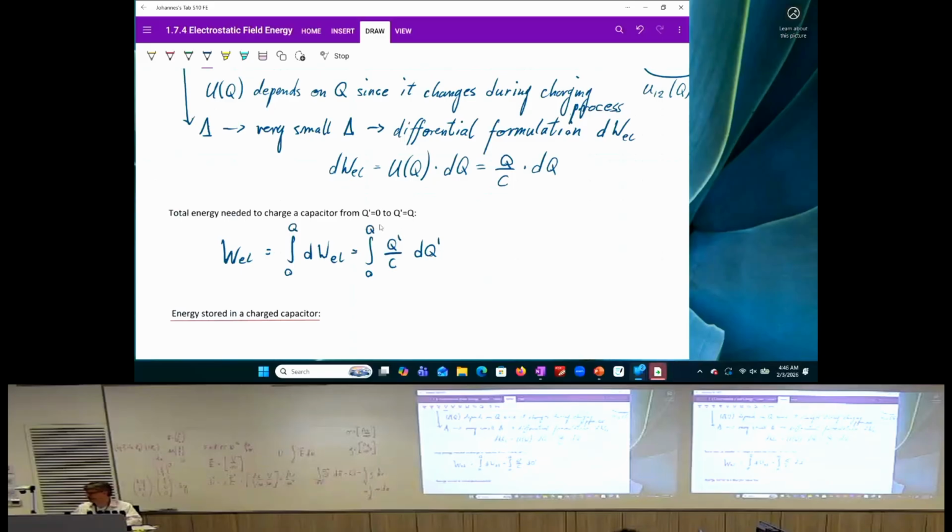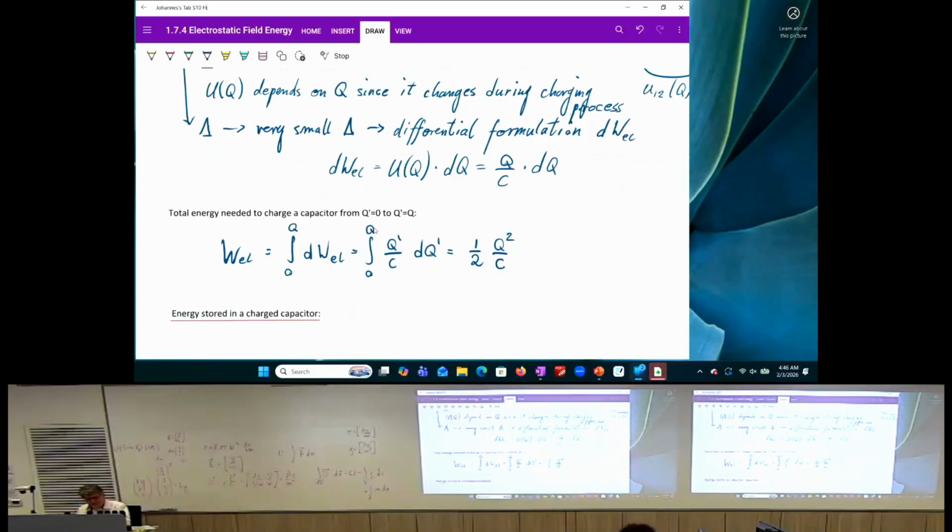So this q prime, the significance is just that I want to avoid confusion and don't want to have the same naming for the charge inside the integral and on the limit. So you integrate q over C, and that gives you 1/2 q squared over C. And then you insert the boundaries. So basically you get 1/2 q prime squared over C, and then you insert boundaries from 0 to Q.